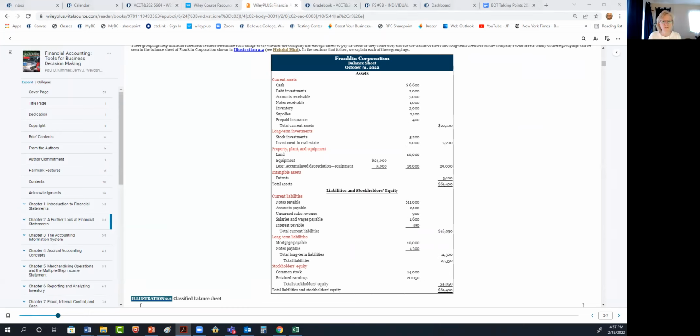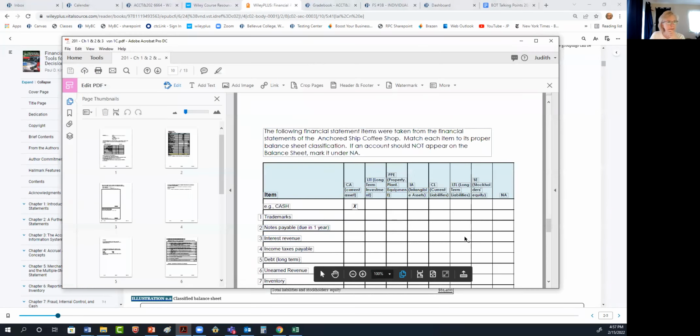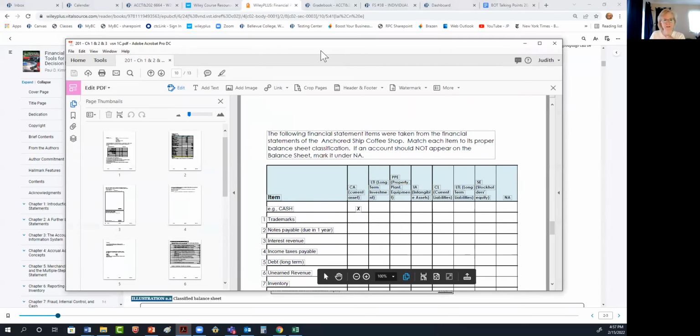Next ones. Account identification, whether it's current asset, long-term, you guys got most of that. I think the average on that question was like 80%, so you're doing the account identification drills.